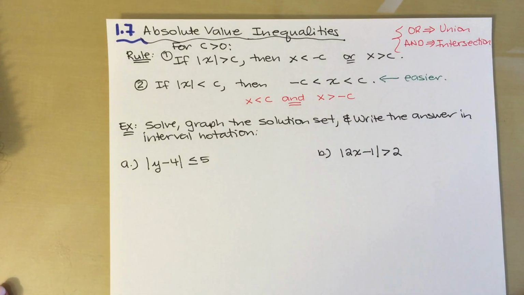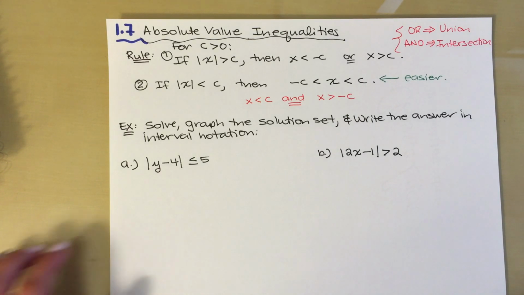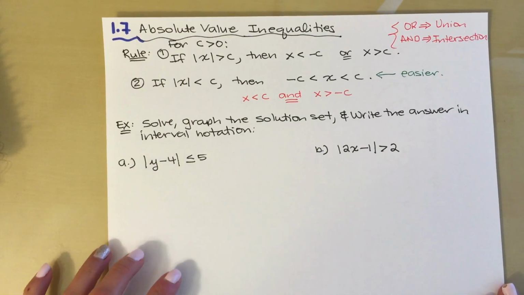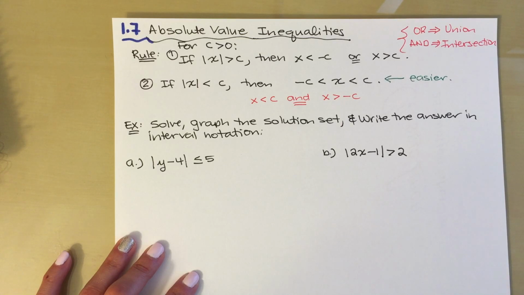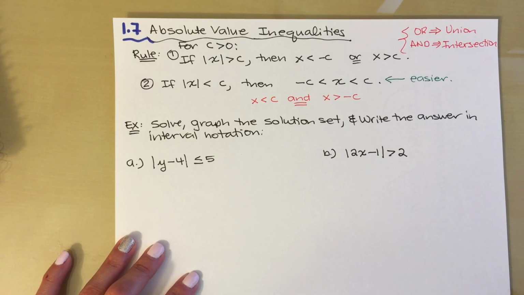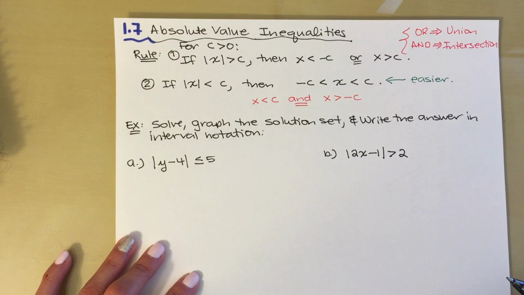1.7 absolute value inequalities. This is part 2 where we'll just focus on solving absolute value inequalities. So there's a rule in your book. There's actually 2 rules in your book. So there are 2 possibilities when we look at an absolute value inequality.